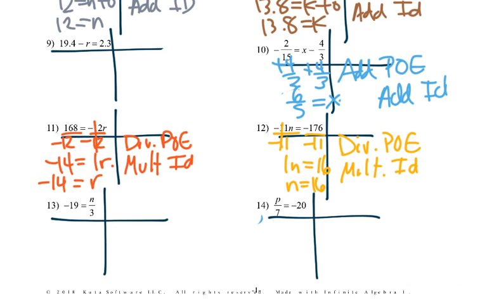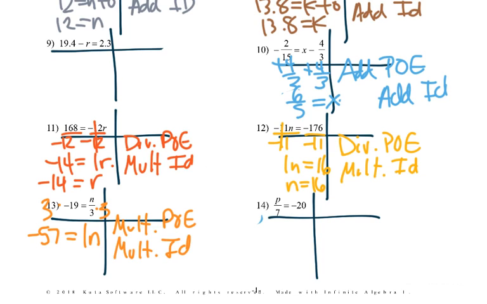Now we've got n divided by 3. So I want to times both sides by 3 using the multiplication property of equality. 3 over 3, or 3 times 3 divided by 3 will give me 1n equals negative 19 times 3, which is negative 57. Then using that multiplicative identity, we drop the 1, and we get negative 57 equals n.